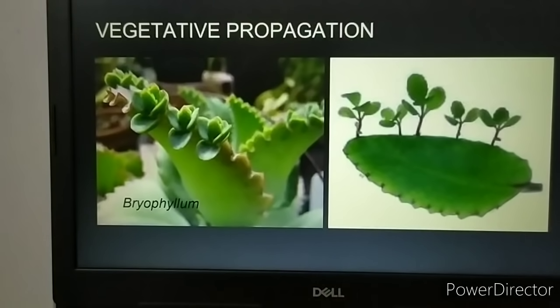And these buds, when they drop off from the leaf and get placed in the soil, develop into a new plant. And this new plant will have the roots, small leaves, and also the shoot. The vegetative propagation in Begonia also takes place in the same manner as in Bryophyllum. Now let me tell you about an activity that can be performed at home.